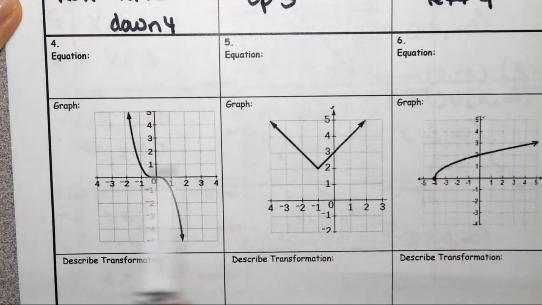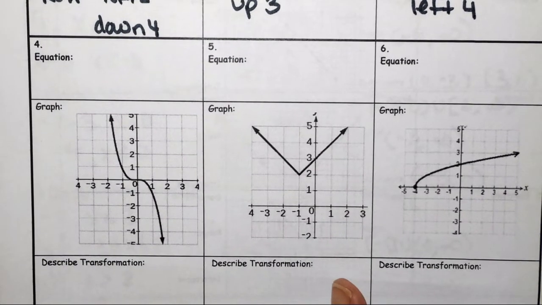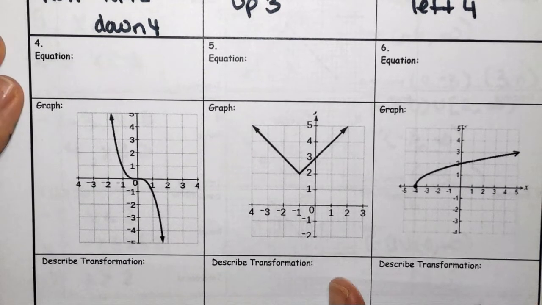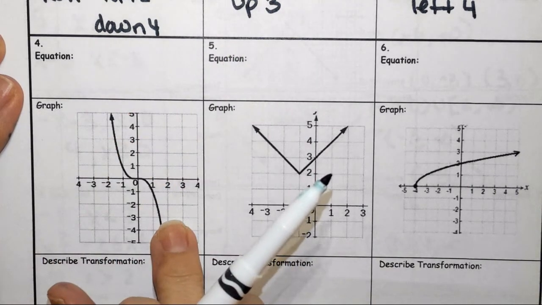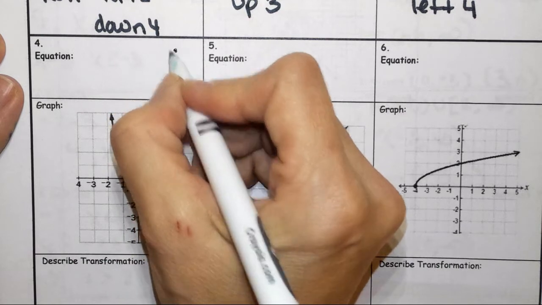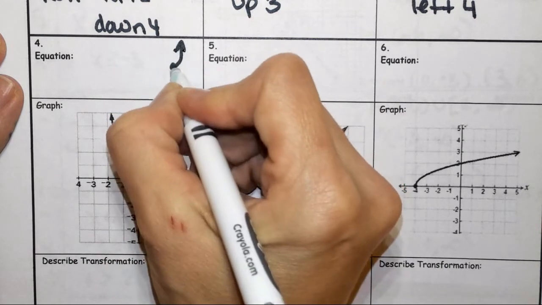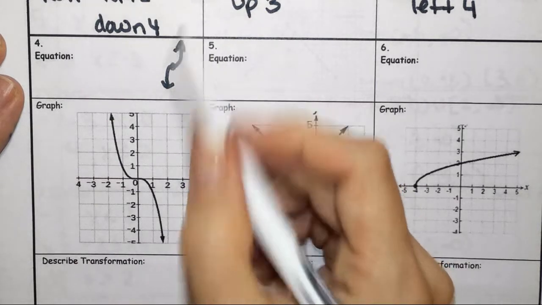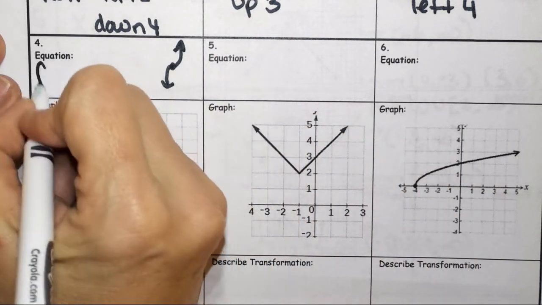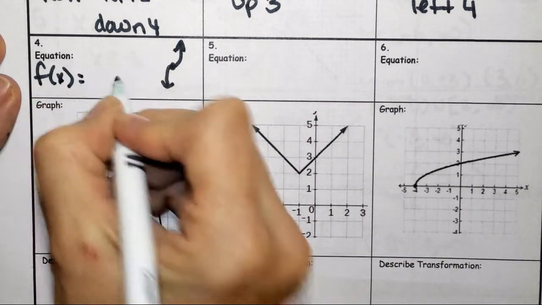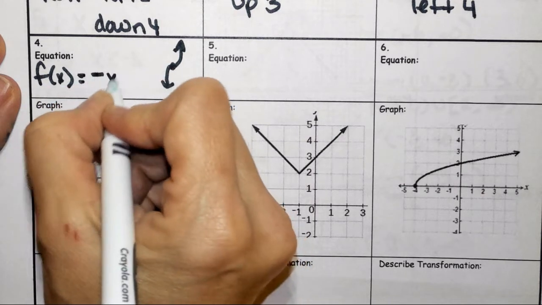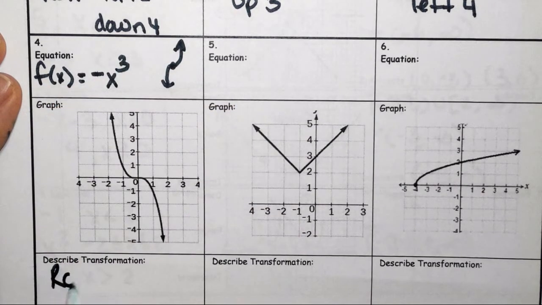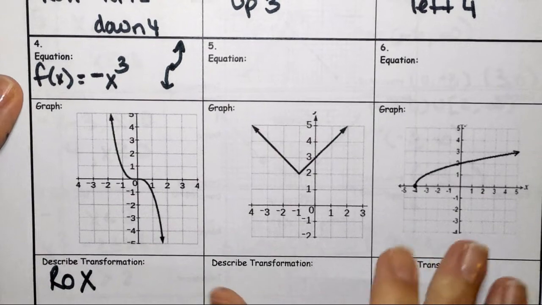All right, on 4, 5, and 6, I give you the graph, and I want you to write the equations. So looking at this, you should be thinking cube, but normally the cube function goes like this. And notice it did the opposite. So this is a reflection over the x. So f(x), if it reflects over the x, the negative is outside, -x^3. And down here I'm going to write reflect over the x.